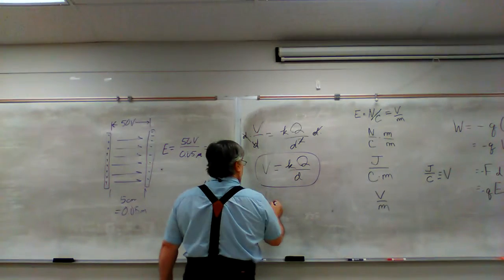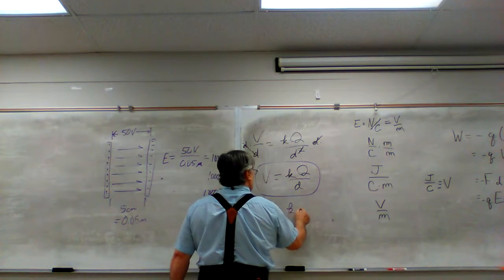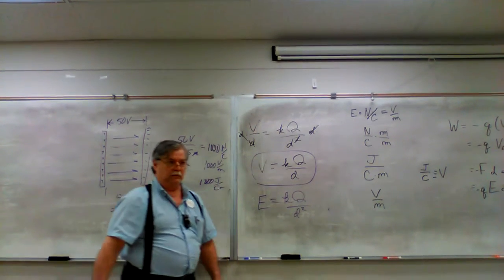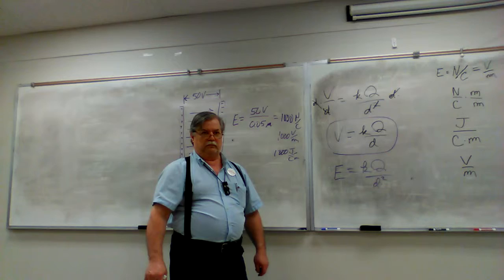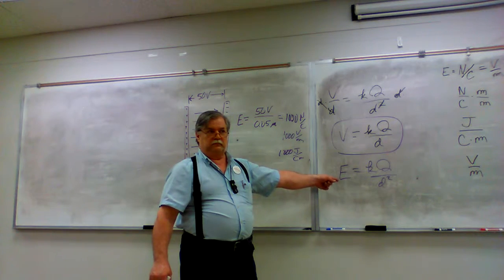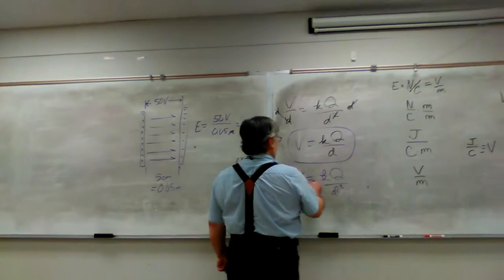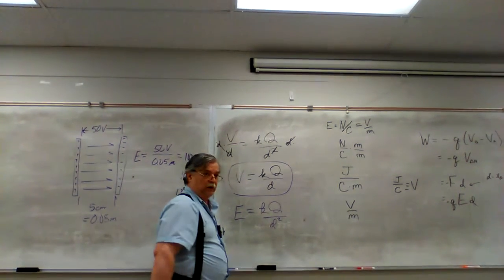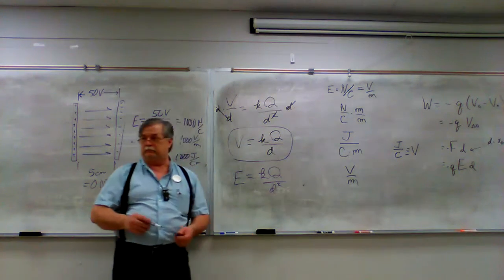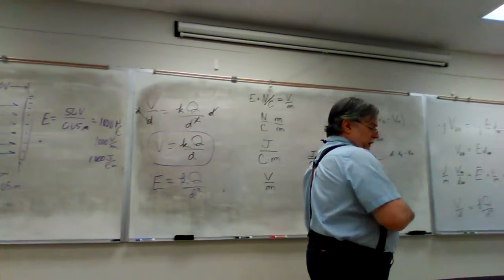You'll notice it looks very nearly like the E field produced by that same point charge. The only difference is if you want to know the E field, you divide by the distance squared. If you want to know the potential, you just divide by the distance without squaring it.